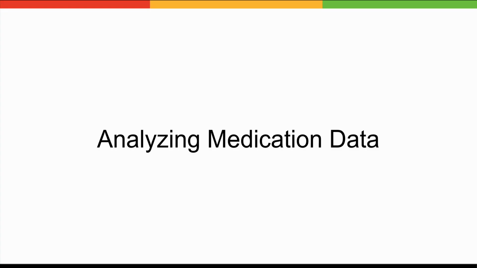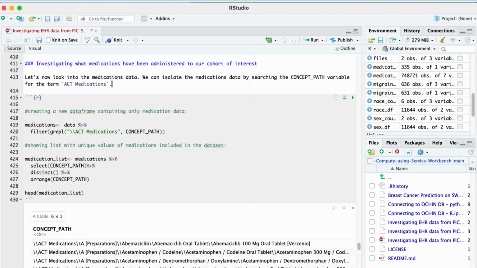Analyzing medication data. Next, we explore the medications data by filtering entries where the concept path variable contains the term ACT medications. To get an initial overview, we use the head command to display the first 6 medications.